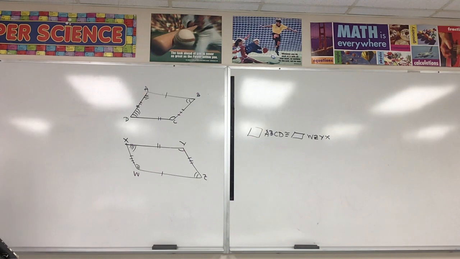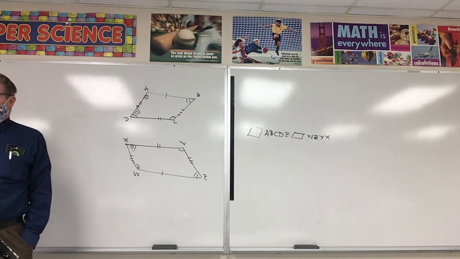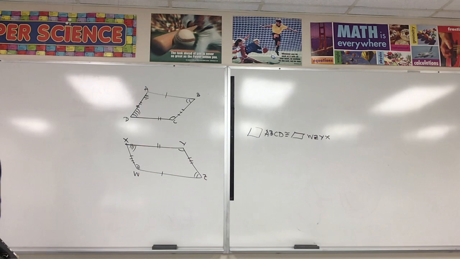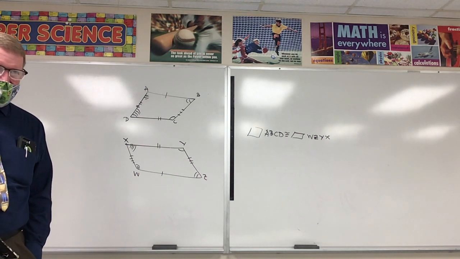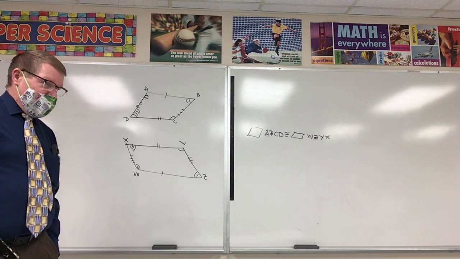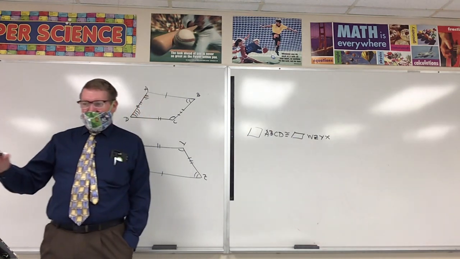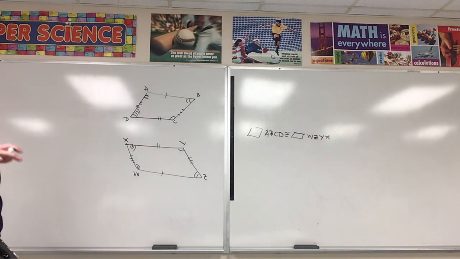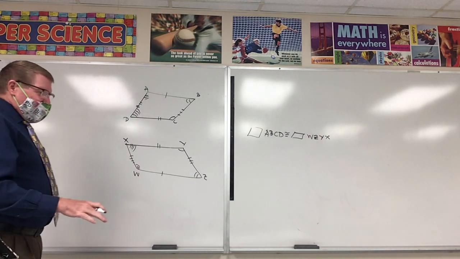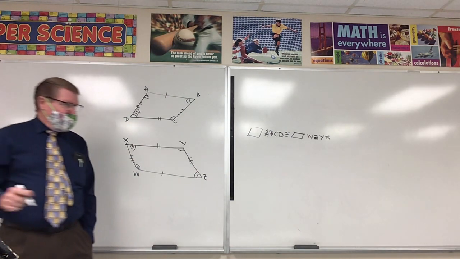So we don't need a diagram to be able to tell what my corresponding parts are. In congruent polygons, corresponding angles and corresponding sides are congruent. That is the definition of congruent polygons. Congruent polygons are polygons that have corresponding angles and corresponding sides congruent. Alright? Congruent polygons are polygons that have all corresponding parts congruent.